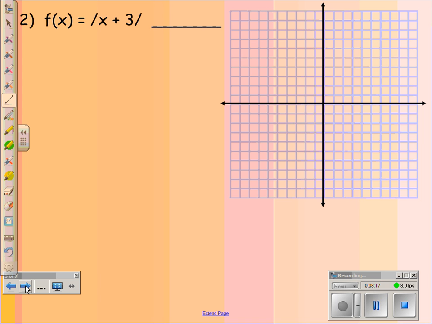All right, our second equation. The function of x is equal to the absolute value of x plus 3. So we need our table of values. And I'm going to put my vertex in the center. In order to make the absolute value bars, we want to make that value 0.